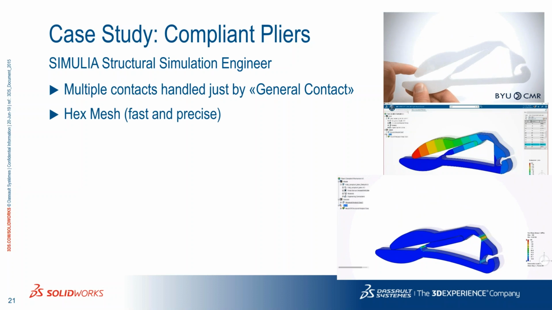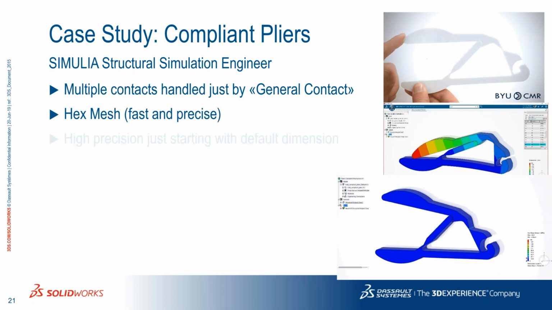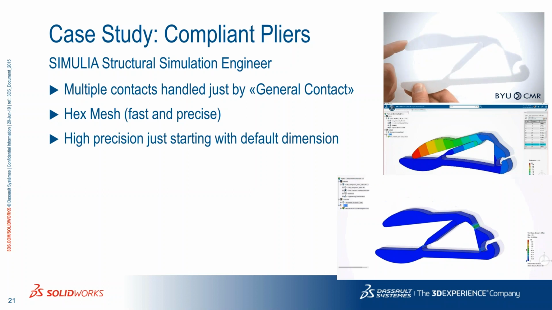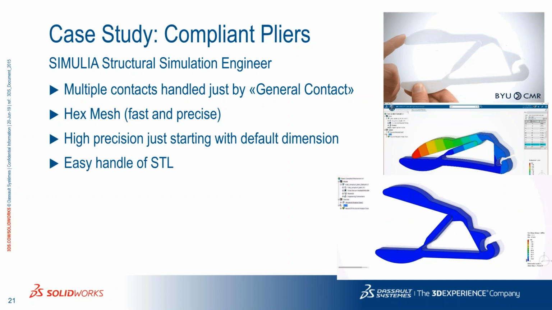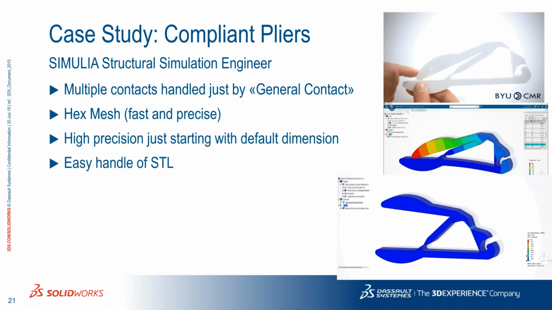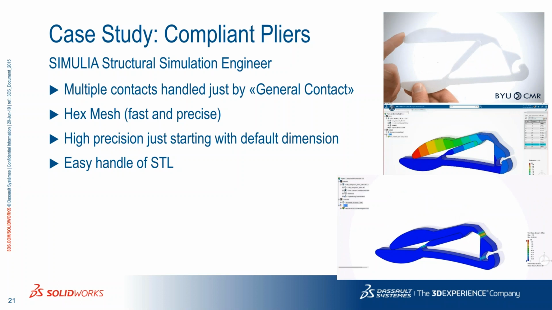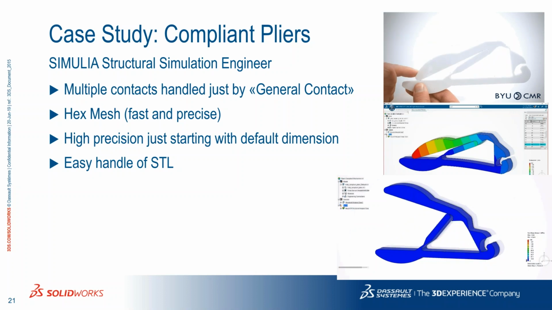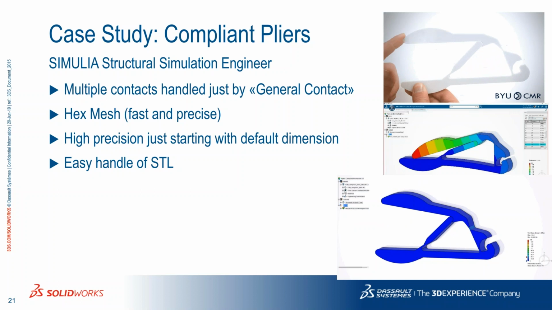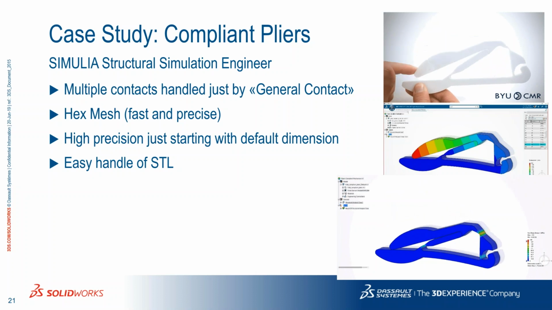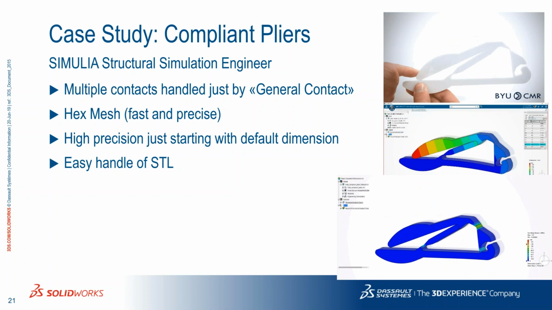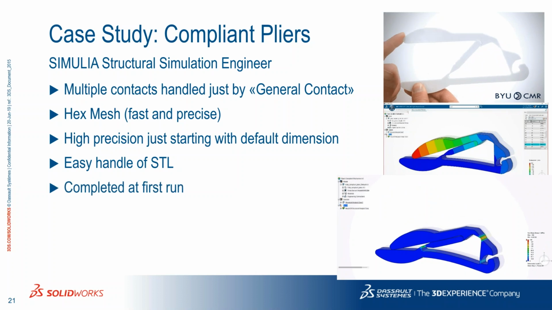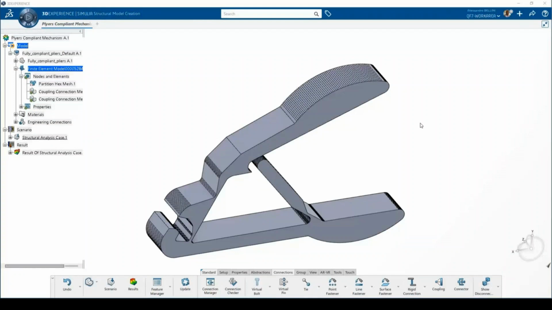I've used an X mesh here, so fast and precise, with high precision of simulation, just starting from the default dimension. I've imported the STL file from the Brigham Young University website. Here I've just used the STL with a lot of facets, a lot of surfaces. I was really impressed by the ease of handling this kind of file, and it completed at the first run. So let's go to the software.